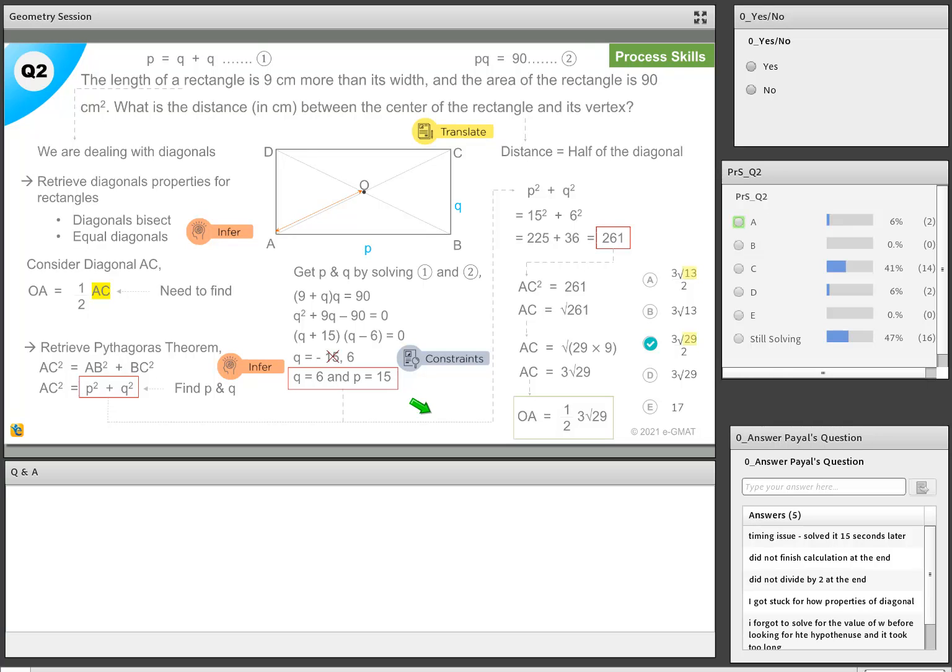I forgot to solve for the value of W before looking for the hypotenuse and it took too long. So for this, the issue is not concepts, it's really retrieving the appropriate concepts in the context of your questions. So again, building process skills. Did not finish calculation at the end.